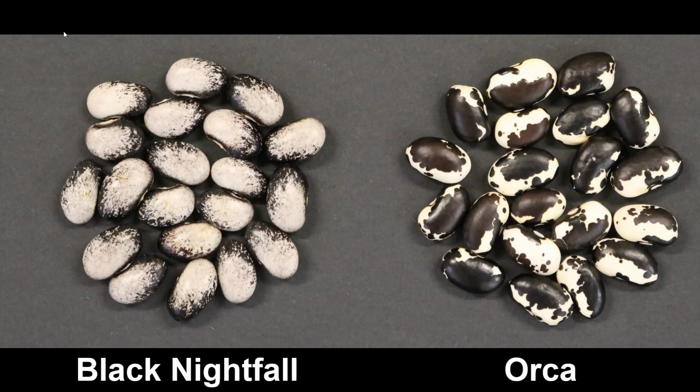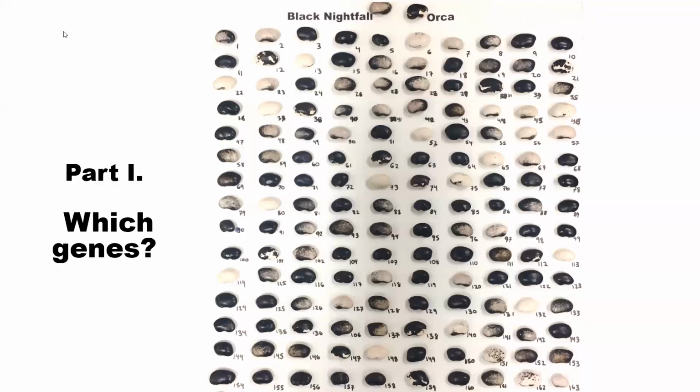And you can imagine that this then segregated not only for that growth rate, which was the original intention of the population, but also for these color patterns. So this is the kind of variation that we see in this Black Nightfall by Orca population. We also have the reciprocal cross with an equal number of lines. And so there's this huge amount of variation ranging all the way from black to white.